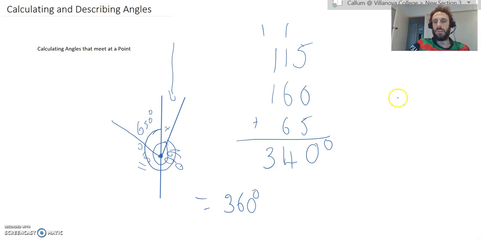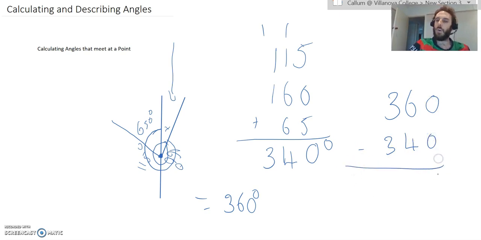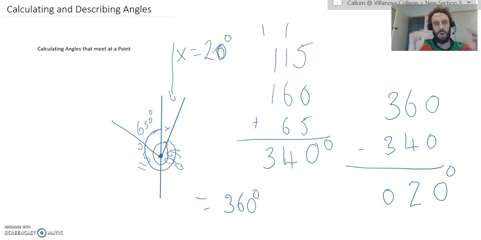So to work out what's missing, we would take the full 360 degree rotation, we would take away the 340 that's already been accounted for, and we will find that 6 take 4 is 2, 3 take 3 is 0. We know the missing angle x is going to be equal to 20 degrees. They'll try to trick you up by giving you angles that look a little bit difficult, but if you add them up, keep in mind angles on a point should always add up to 360 degrees.